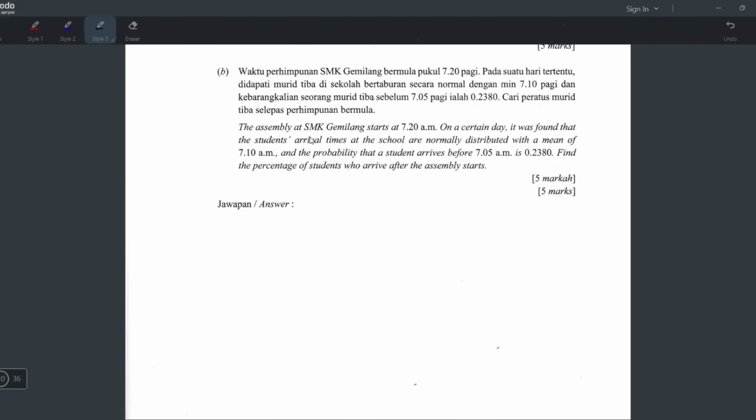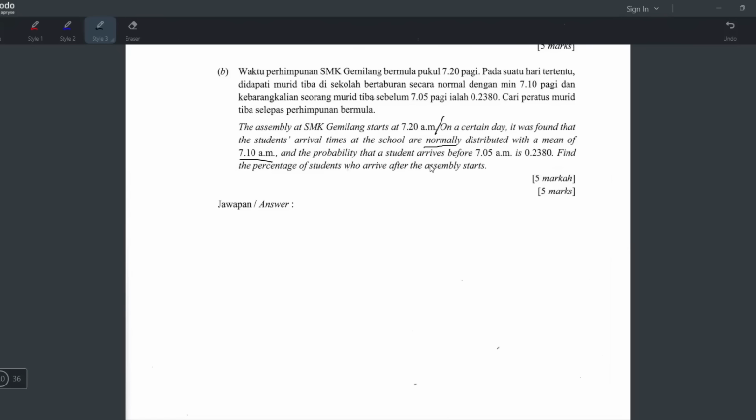Okay, let's see. The assembly at SMK Sembilan starts at 7:20 a.m. Alright. On a certain day, it was found that the students' arrival times at the school are normally distributed. You see the word already, right? Normally. So this is a normal distribution. So later have to use the Z-score table to solve. But before using that, we have to convert to Z. Yeah, we have to take the X value minus mean divide standard deviation to convert to Z and then use the Z-score table. Okay, so normally distributed with a mean of 7:10 a.m.